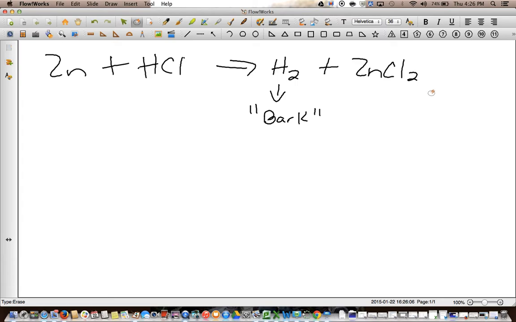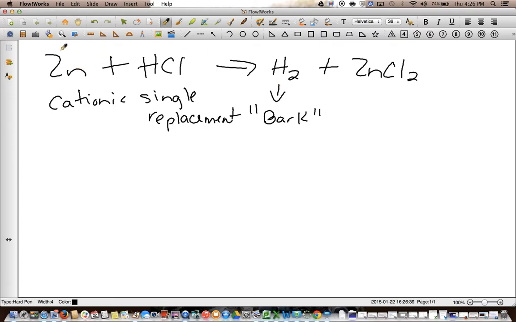All right, so we have our two products. This is a cationic single replacement or single displacement, whatever you want to call it. Both are acceptable because the cation replaced the other cation. So zinc kicked out hydrogen and combined with chlorine. In this case, the hydrogen gas was produced, which produces the bark, and that's what we want to look for. So we've got the CO2 putting out the flame, the oxygen reigniting or making the flame bigger, and the hydrogen produces that pop or that bark.